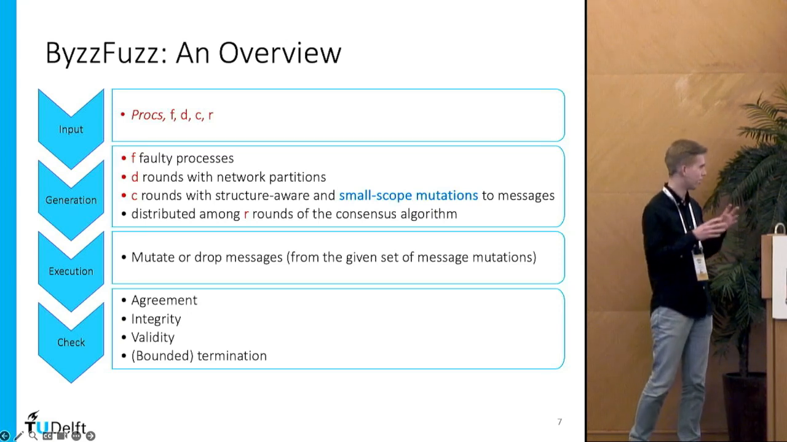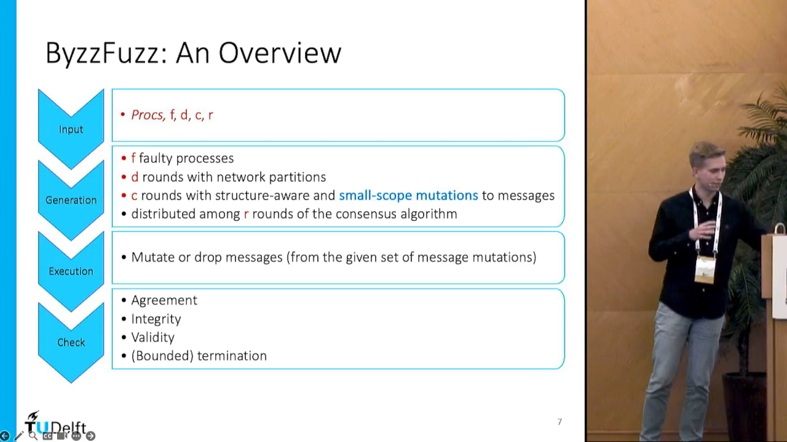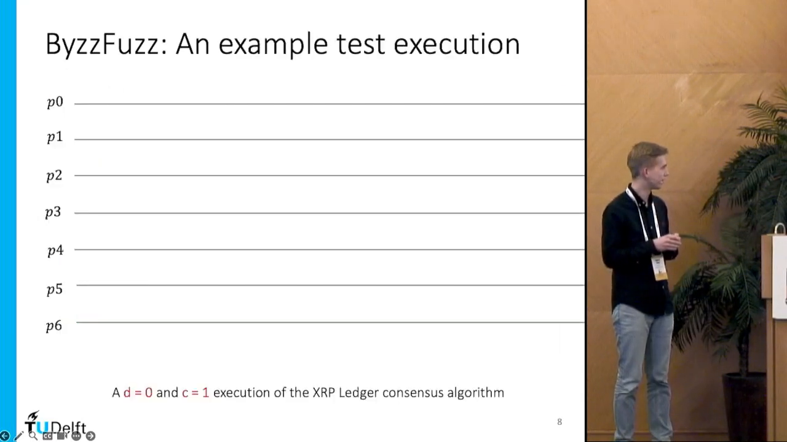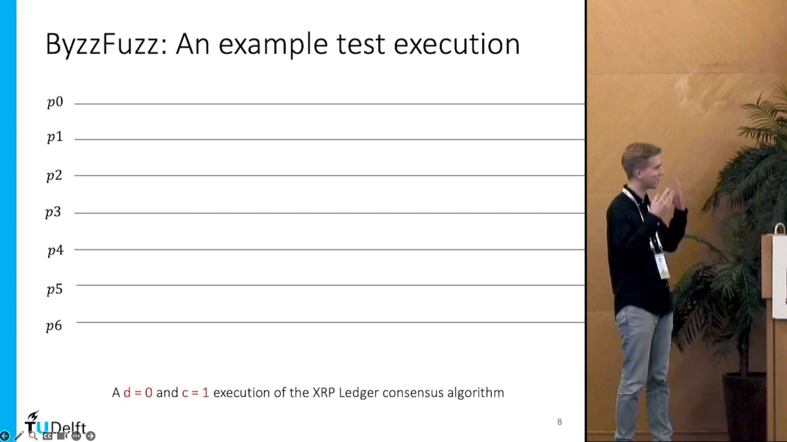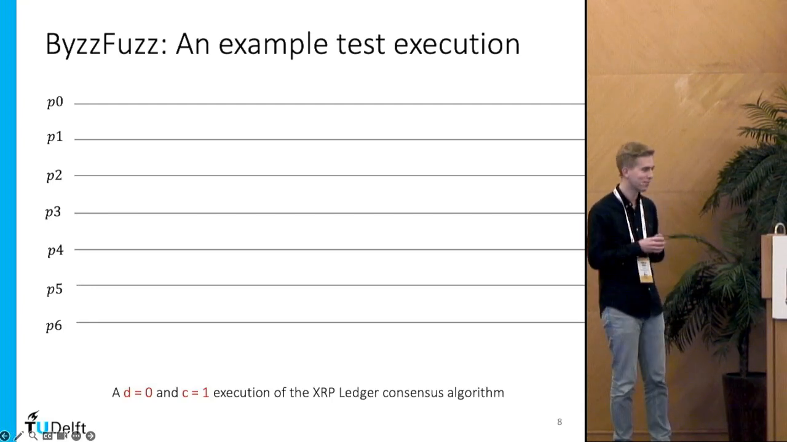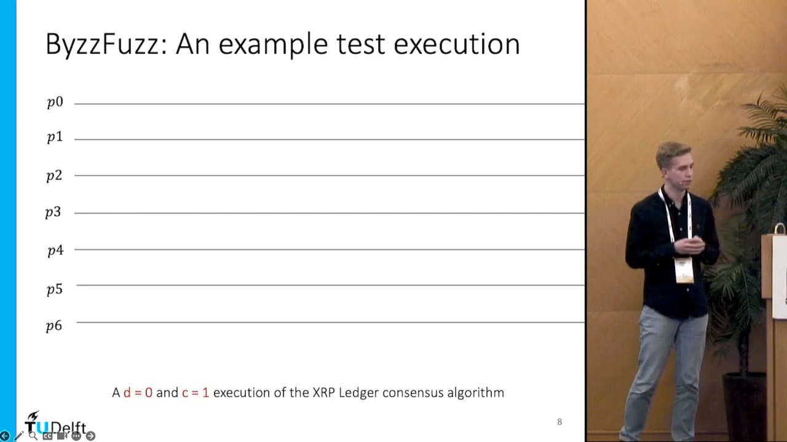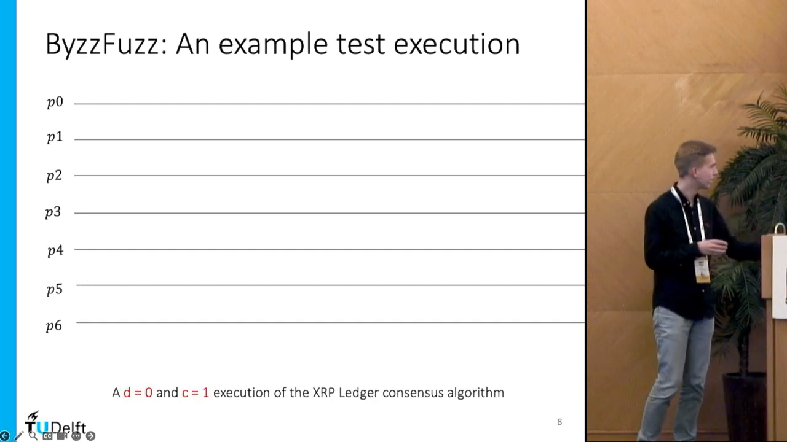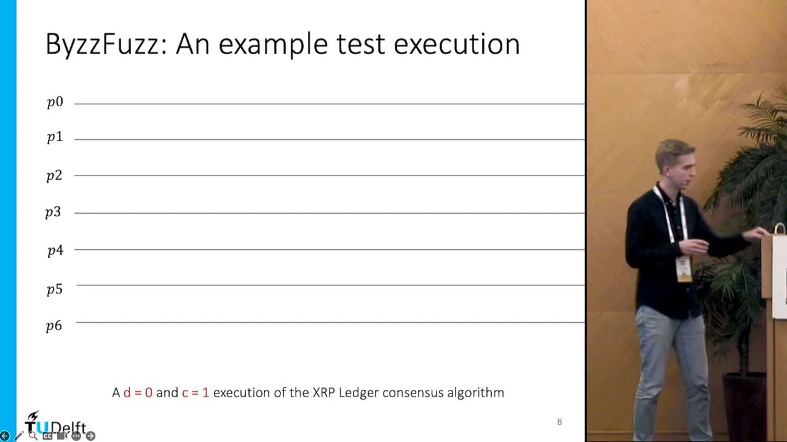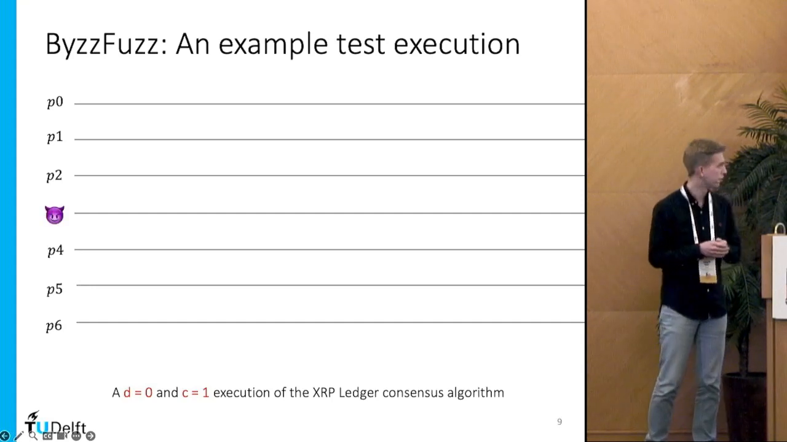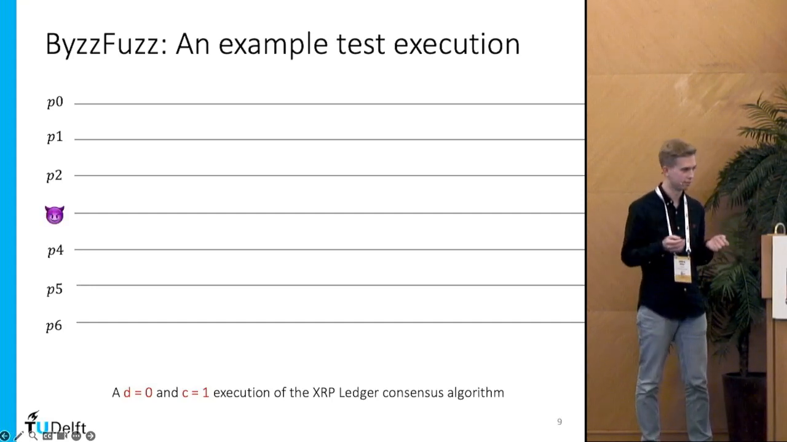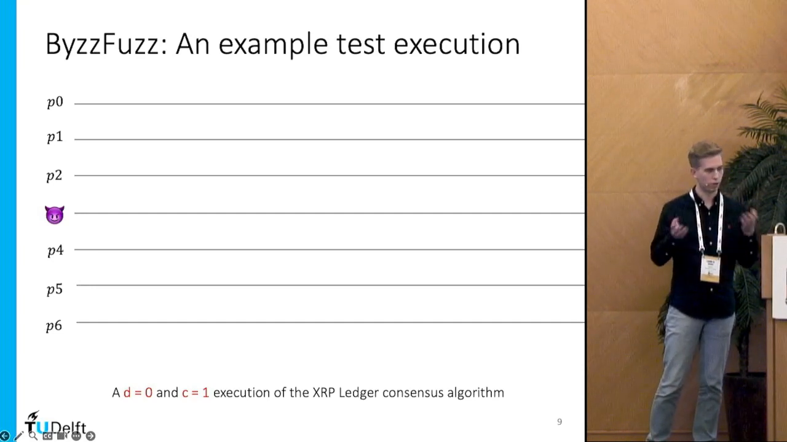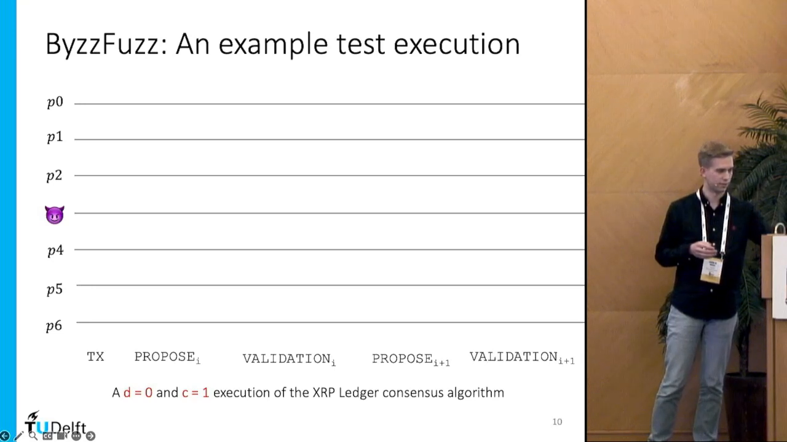Okay, I think to better understand this, let's have a look at a concrete example. Here you can see how ByzzFuzz, or well, now you can't see it, but I will show you how ByzzFuzz injects 1 process fault into the execution of Ripple's XRP ledger consensus protocol. We again have the 7 validators, and ByzzFuzz randomly selects that P3 is going to be the Byzantine validator. We instruct ByzzFuzz to distribute the process fault among one of the 5 rounds that we've already seen.